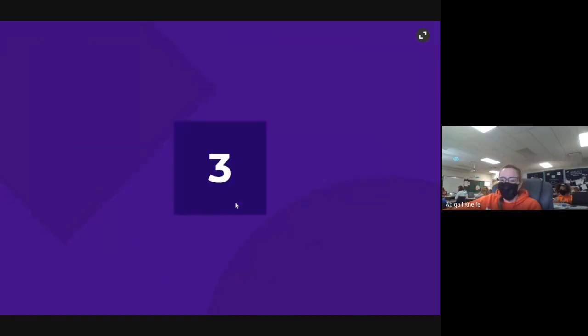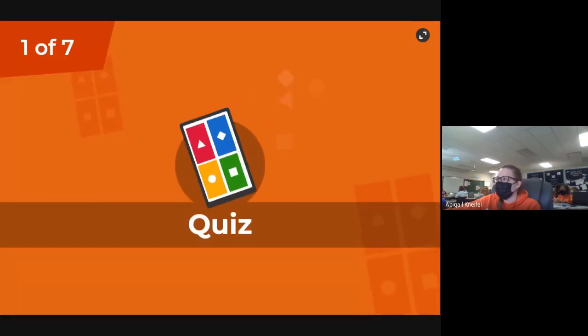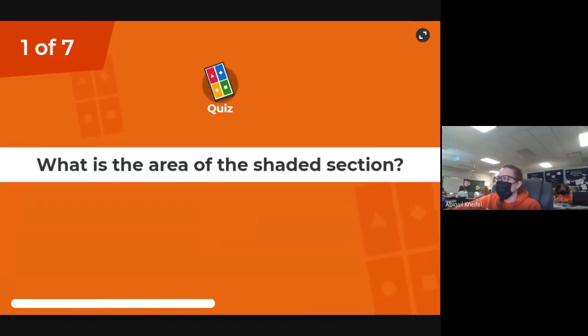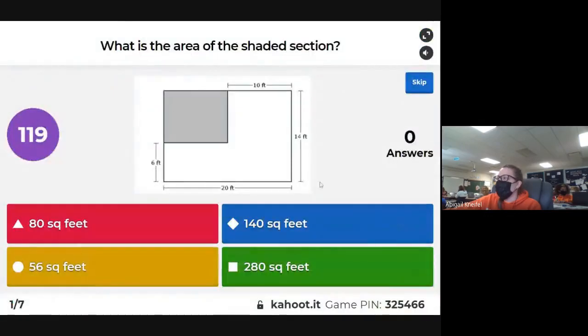Perimeter, area, and volume. 3, 2, 1. What is the area of the shaded section? So right here. Oh, this one's tricky. The area of the shaded section. So you need to think, how long is this side? How long is this side?